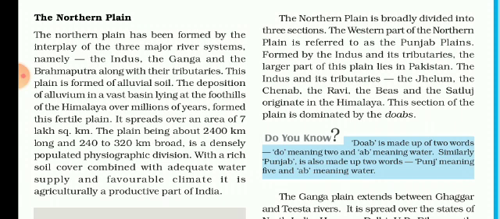Second, Ganga plain. It is the middle part of the northern plain. It extends from the Ghaggar river in Haryana to the Tista river in West Bengal through the states of Haryana, Delhi, Uttar Pradesh, Bihar, parts of Jharkhand, and West Bengal. And the third part is Brahmaputra plain. It is the eastern part of the northern plain. It extends from Assam to Bangladesh.